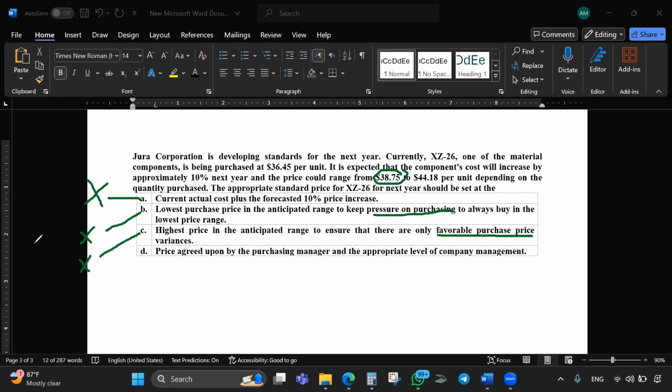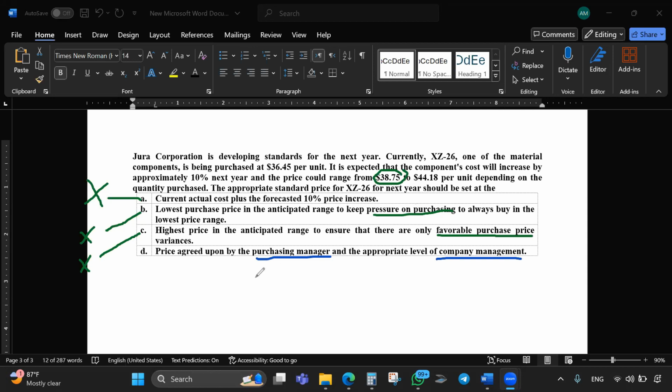The last answer is the correct one. D, price agreed upon by the purchasing manager and the appropriate level of company management. The most preferable budget is always the negotiated one, because the negotiated one takes into consideration all concepts and all opinions, and it takes into consideration the actual experience and the future plans. Also, negotiated budgeting is a budgeting process that combines both top-down and bottom-up budgeting.